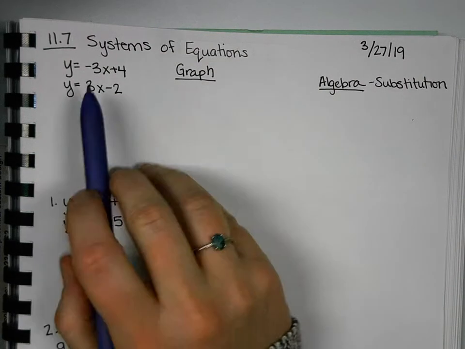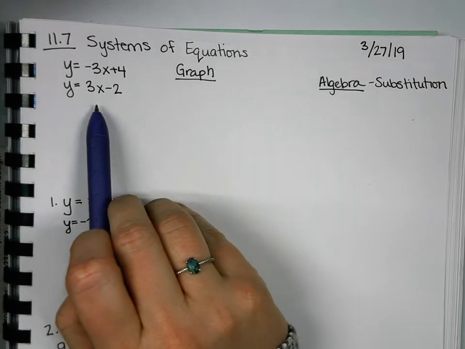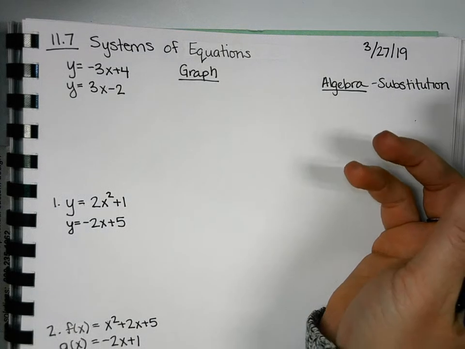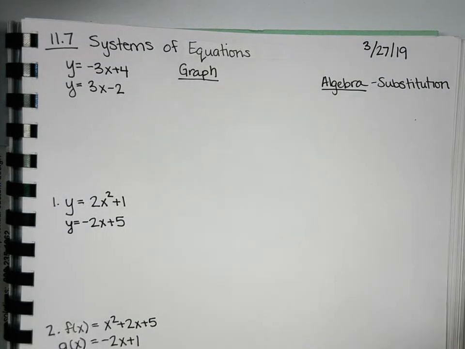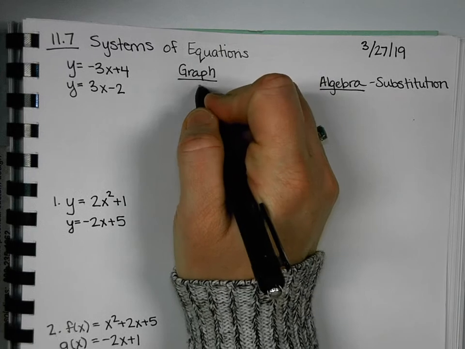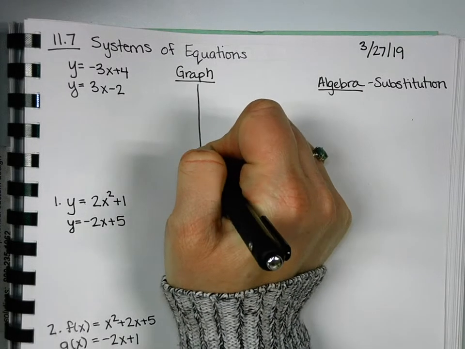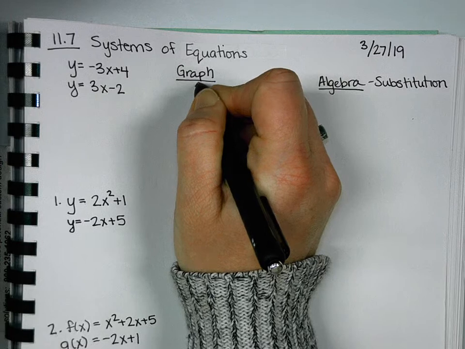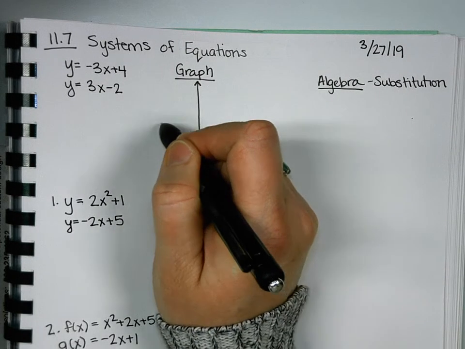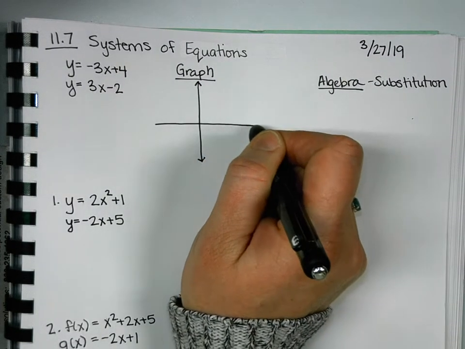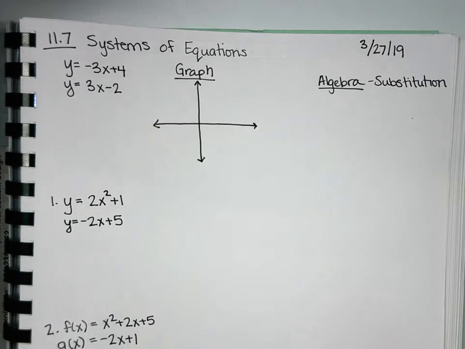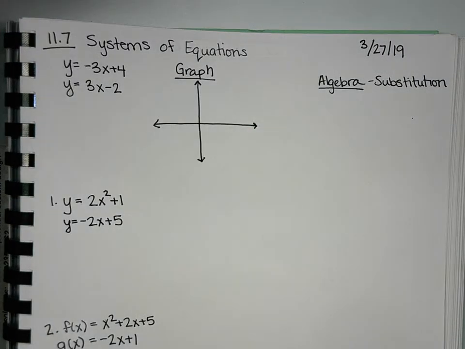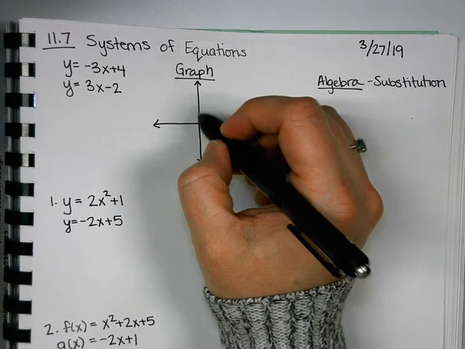So who remembers how to graph lines? Nobody. I find that hard to believe. When graphing a line, what do we look for first in the equation? Josh? The y-intercept. So what's our y-intercept on this first equation?